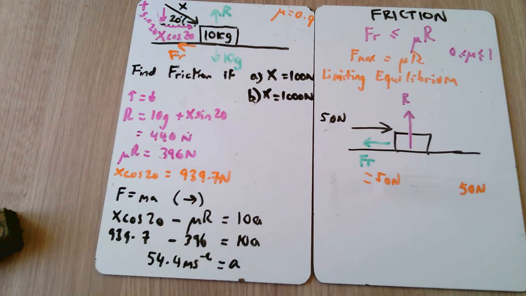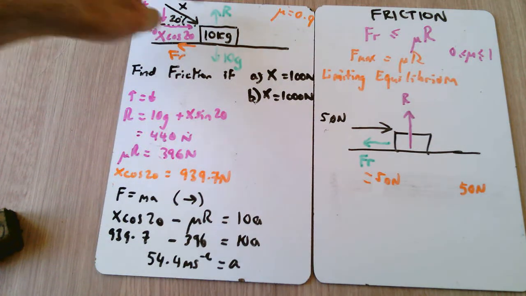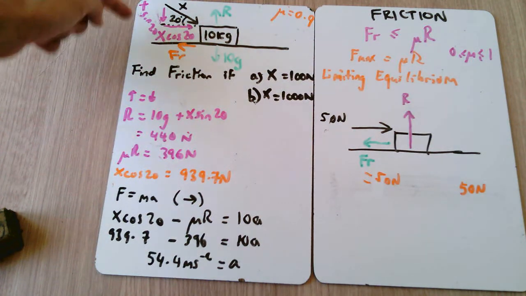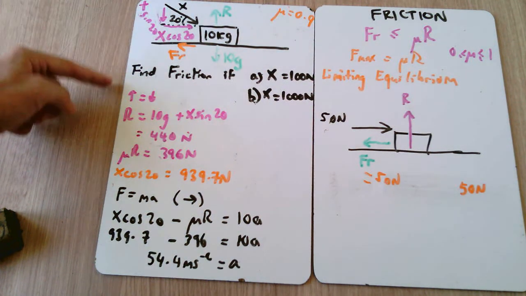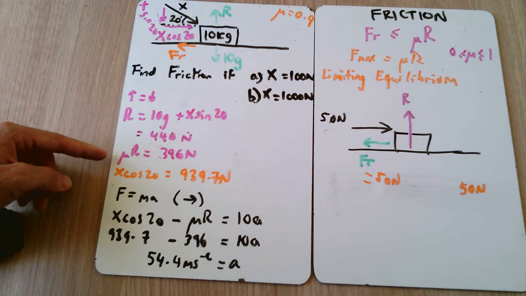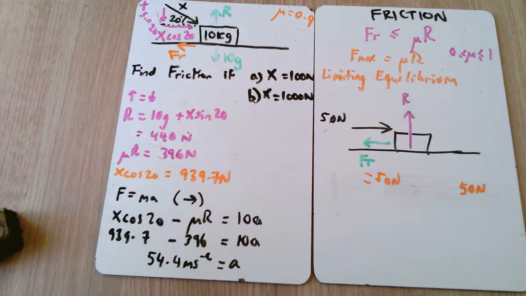So what we've done here, as we said, was follow the same process. For each part of this question, we first resolved our force and then worked out the value of R. We then applied this to mu R and determined whether or not our horizontal force overcomes the value of friction. And then we worked out the acceleration if required. I hope that's made sense.